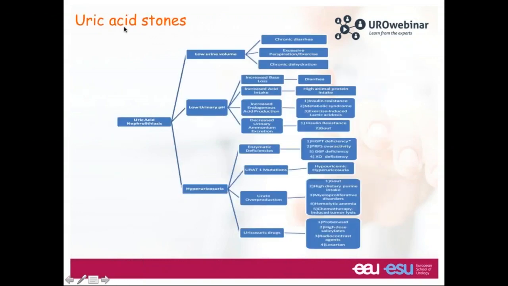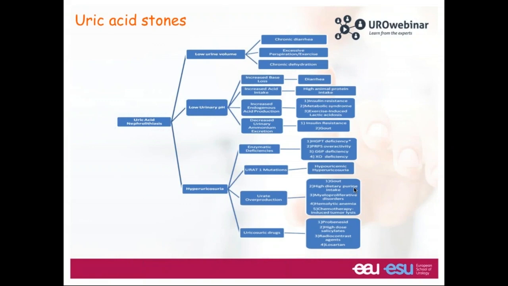Now, if you have a uric acid stone, you did a ureteroscopy, and you removed the stone, which is a pure uric acid stone, you have to think what is the etiology behind it. It could be because of low urine volume, like in chronic diarrhea. It could be because of hyperuricosuria. When can you have this? If you have some enzymatic deficiencies, or if you overproduce urate, if you have gout, or if you eat a lot of purine, let's say, then there are different causes.